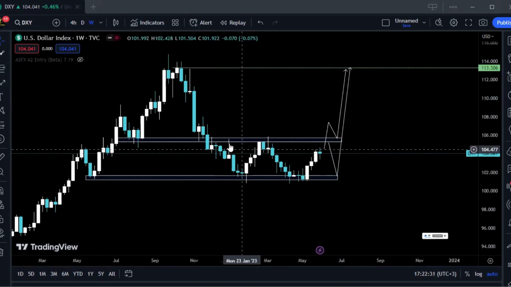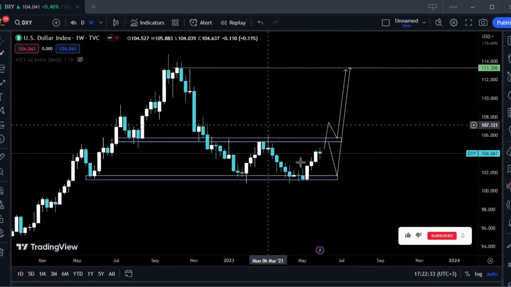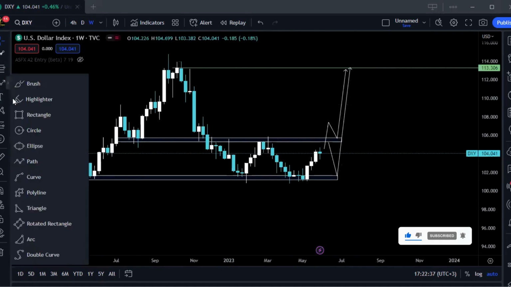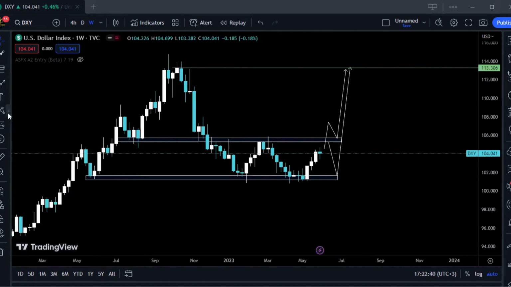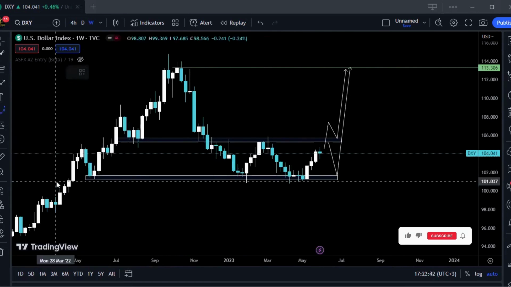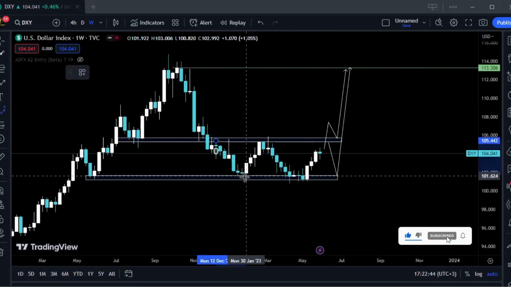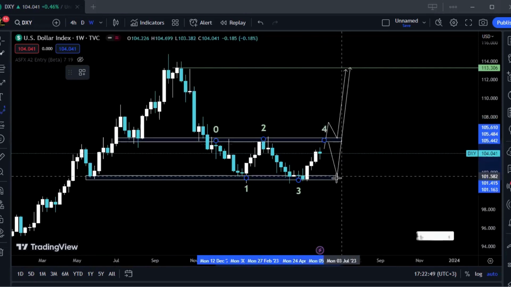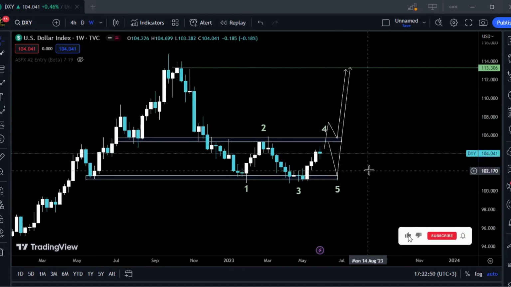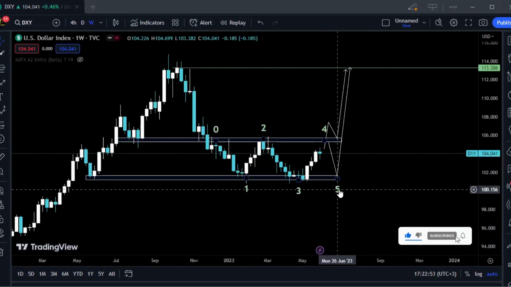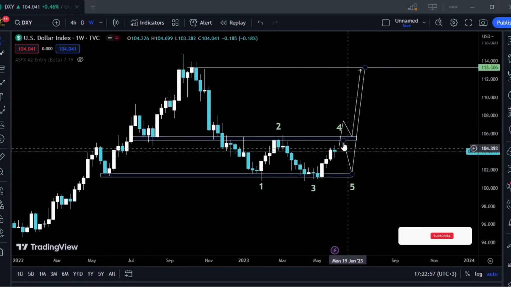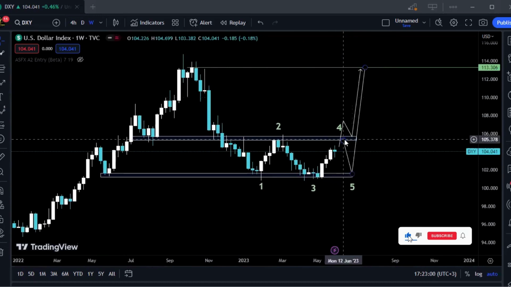Actually, let's see if we can do a wave count. This is 0, 1, 2, 3, 4, 5. We might take a bounce. So these are the two possibilities. This is 0, this is 1, this is 2, this is 3, this is 4, this is 5. So after we get this fifth rebound, we'll see prices push all the way until the day high, only if prices bounce off from this structure.